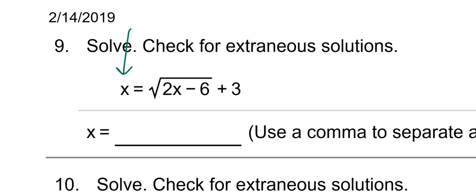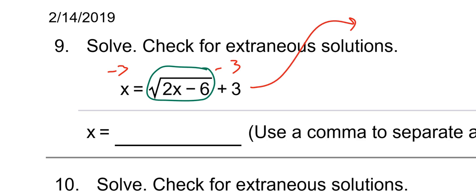No. She just did it on her own. We need to get that radical by itself. What's the first thing and the only thing I need to do to get the radical by itself? We need to subtract 3. Subtract 3.